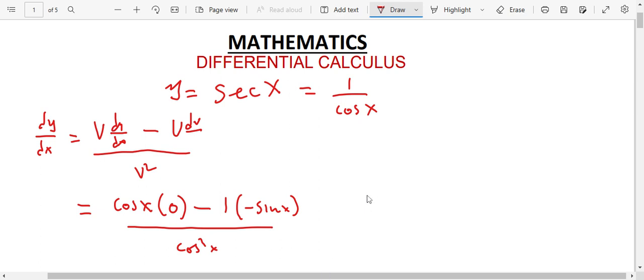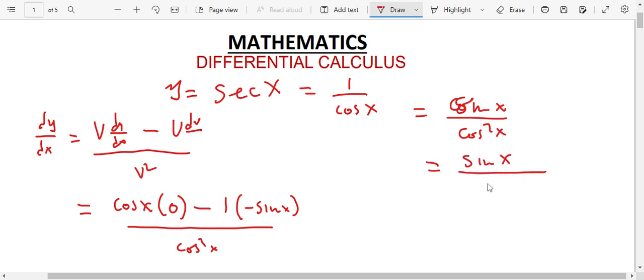Cos times 0 is 0, and then negative 1 times negative sin will be positive sin x, divided by cos squared x. So this is the same as sin x divided by cos x, times cos x, because it's cos squared. Now sin over cos, what do we get?